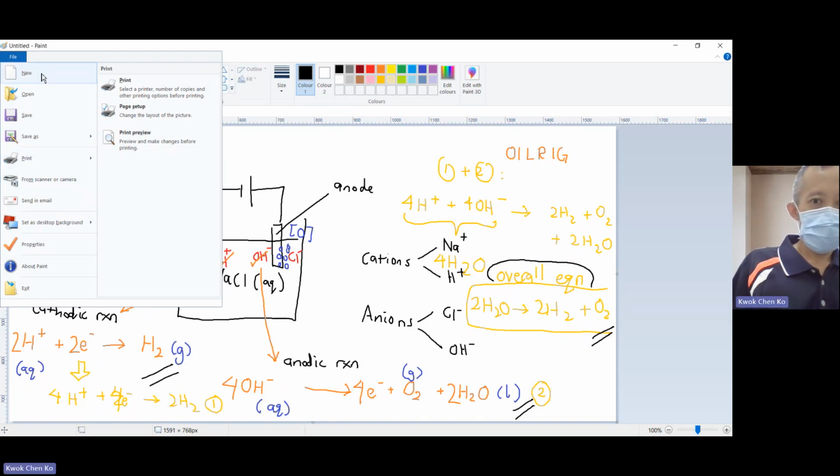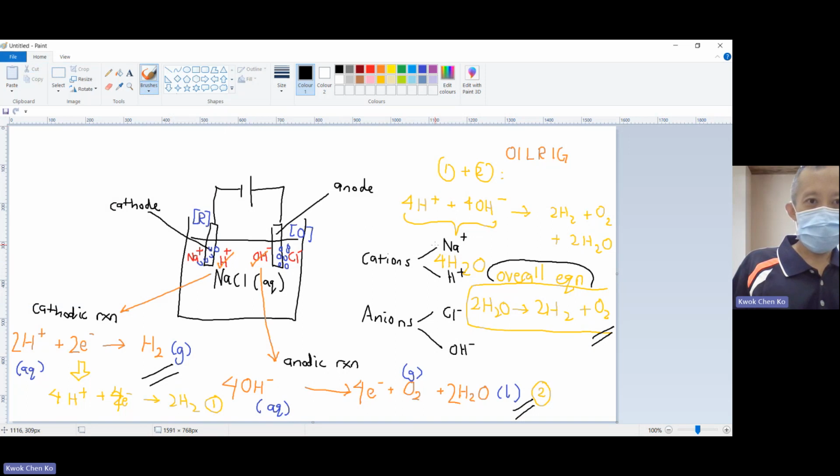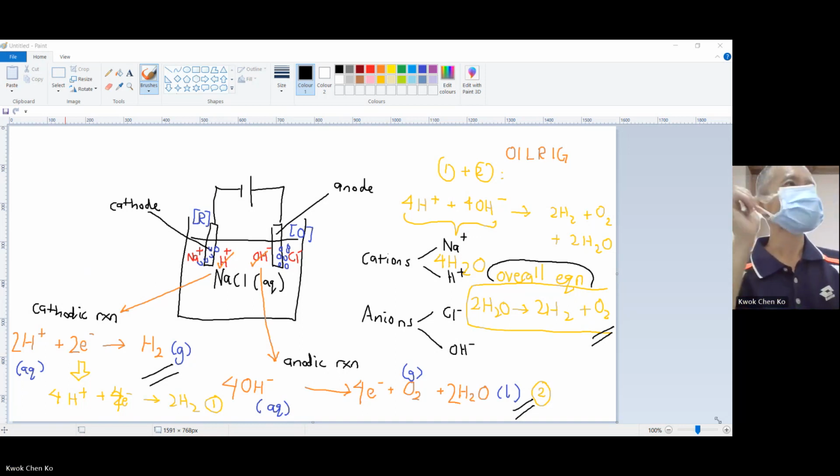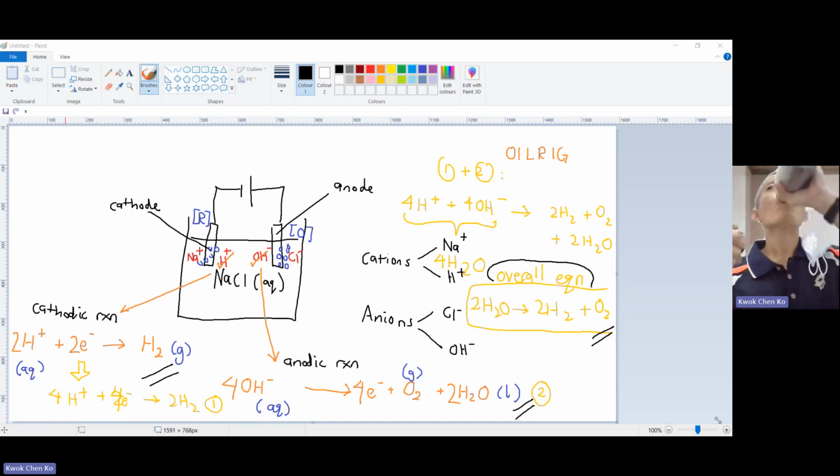Why don't you draw? It's fun to draw. That's why I like Miro. It gives you a chance to draw out, write out. Let me drink some water. Let us draw on the Miro.